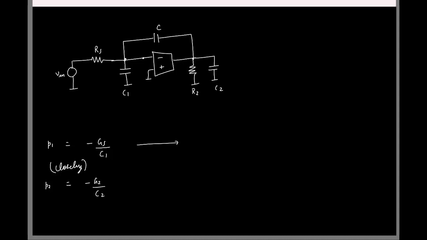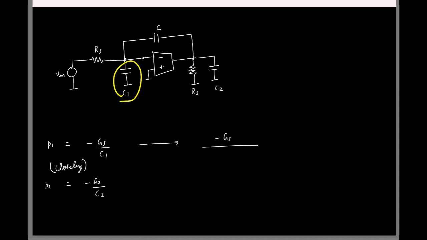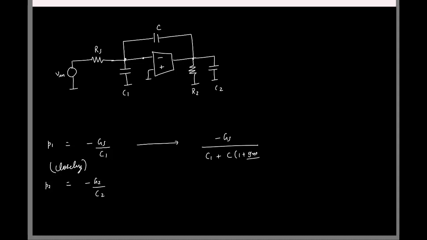So we tried to look at the effective conductance at that node, and what was that? What is the total conductance in this node? It was just GS. And what is the total capacitance? We have C1, and then this capacitor gets multiplied by the gain. So that was C1 plus C times (1 plus GM by G2). I'll write it like this, right?